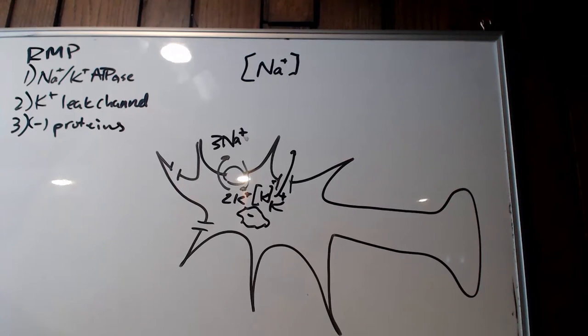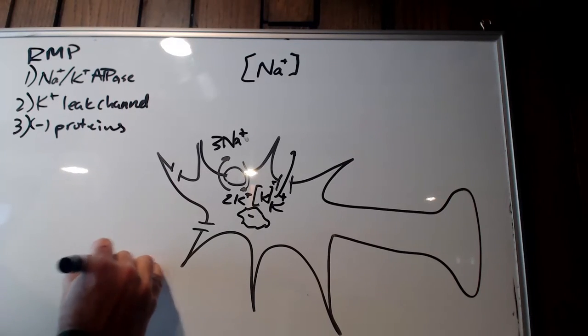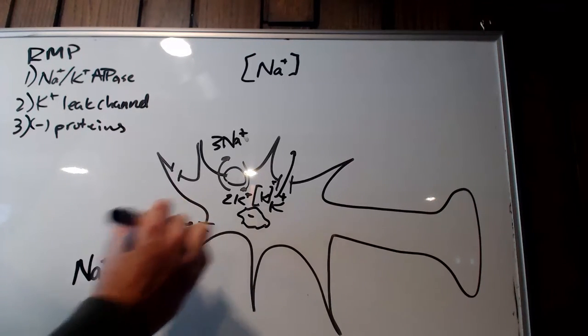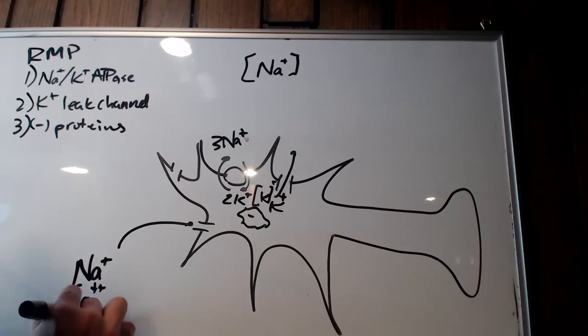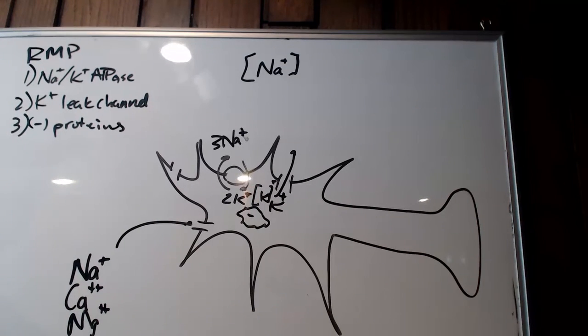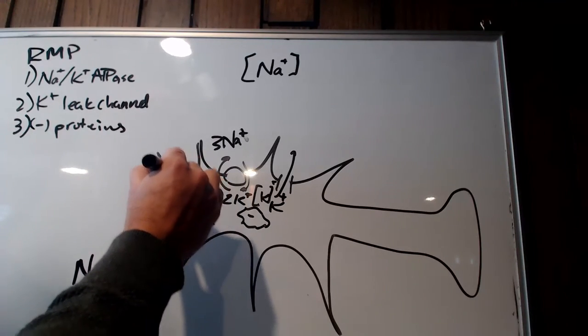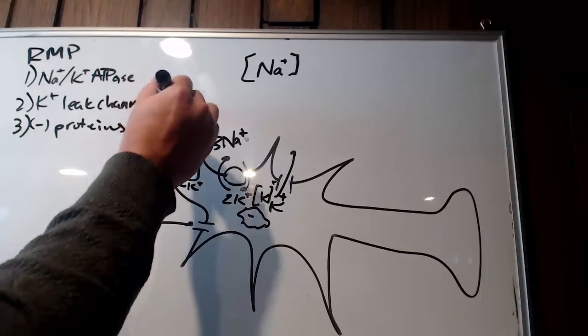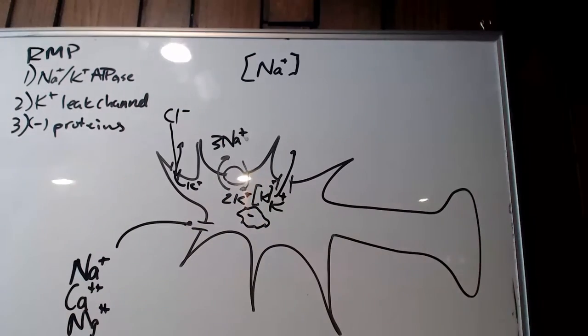That means that we can open up different types of channels and then things can happen. So if we open up a sodium channel, it's going to go into the cell. Same thing with calcium, magnesium, I think it's 2+, and a variety of other different types of positive ions. If we open up a potassium channel, it's going to leave. Or a chloride channel, chloride is going to go into the cell.